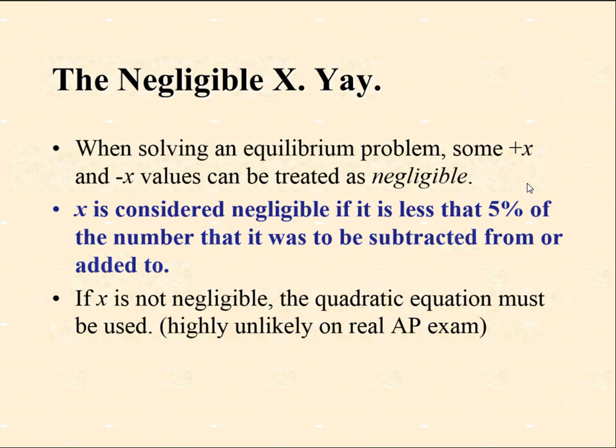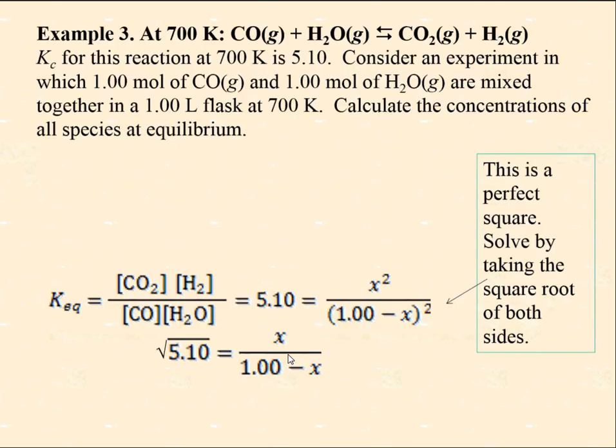But for now, I want to give you a definition you can stick with. We can neglect an x value in what appears to be a quadratic formula setup when we go ahead and neglect it, calculate our x value. If it is less than 5% from what we were going to add or subtract from or to, then we can neglect it and move on with our answer. However, if that value we get is 5% or more of what we were subtracting or adding to or from, then we need to go back and run through the quadratic equation. So don't expect to see that on the AP exam, but do expect to see it in this course.